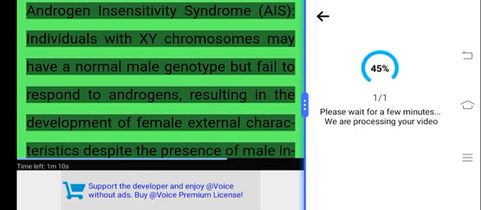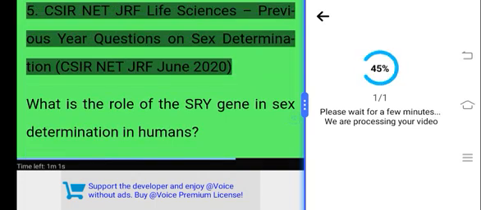Androgen insensitivity syndrome. Individuals with XY chromosomes may have a normal male genotype but fail to respond to androgens, resulting in the development of female external characteristics despite the presence of male internal organs. 5. CSIR NET JRF Life Sciences.